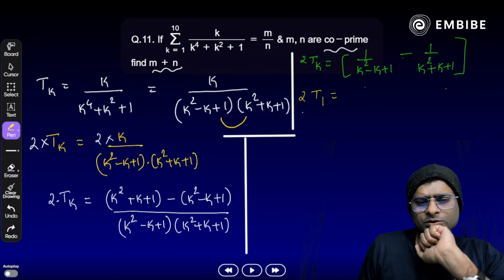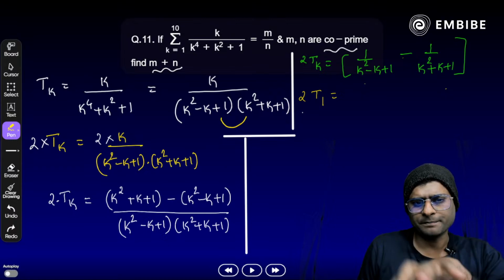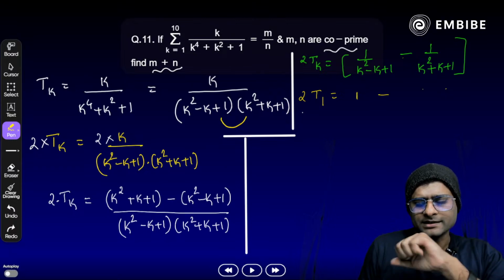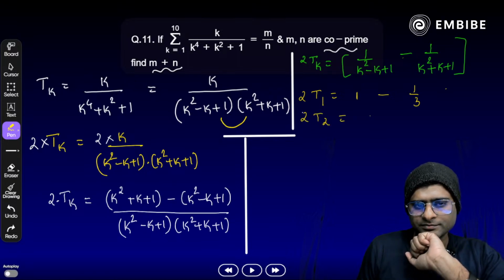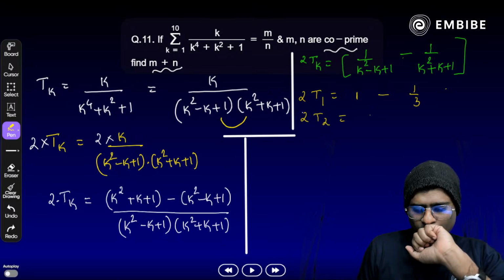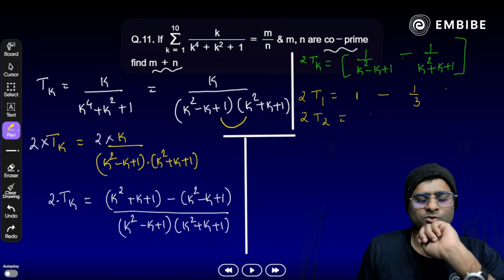Now what we get if we put down 1 here, 1 minus 1 plus 1, that should be 1 here, and minus here, that should be 1 by 3. Correct? Now substitute 2 here. Once we substitute 2 here, what we get here? Any idea? Second term. Yes, 4 minus 2 plus 1.